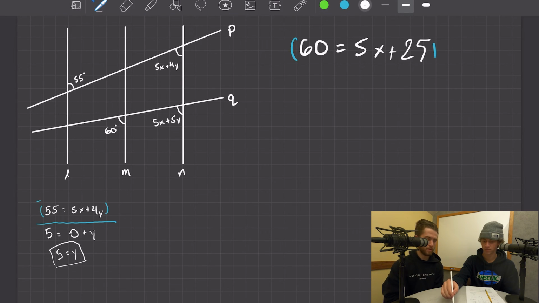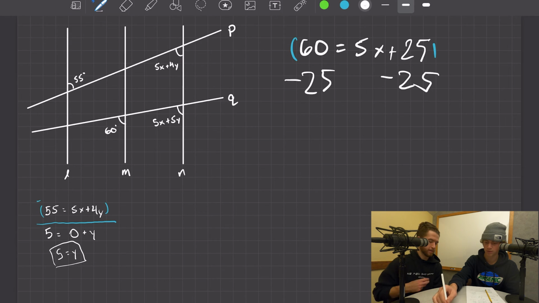60 equals 5 times whatever x is, plus 25. So should we get rid of 25? I think we should. X's to one side, numbers to the other. That sounds like a good strategy. So minus 25, minus 25. Your hand can sit on the screen, by the way. It makes your life easier.